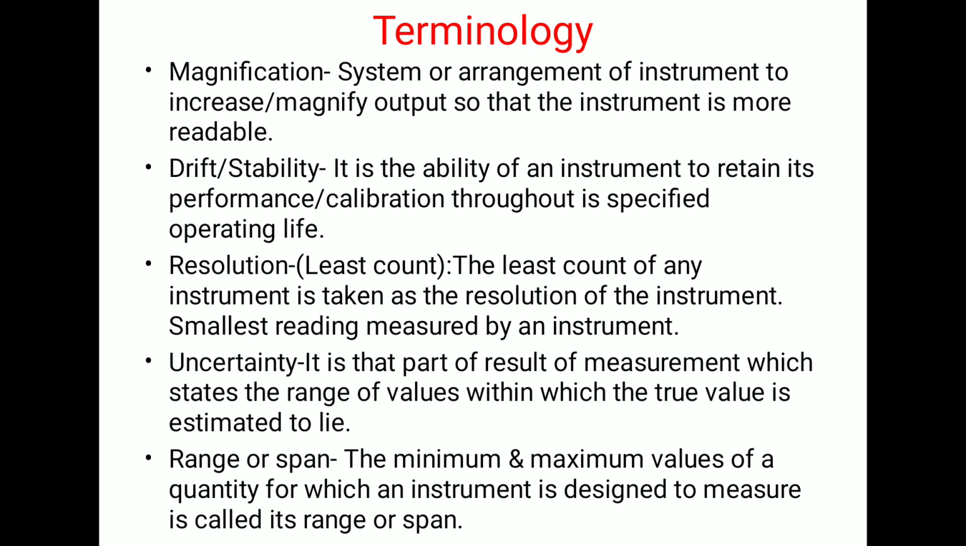Then drift or stability. It is the ability of an instrument to retain its performance or calibration throughout its specified operating life. It means that during the life of the instrument, it should retain its performance. It should always give better performance, or it should retain its calibration so that it gives more accurate as well as precise readings. So this characteristic of an instrument is called drift or stability.